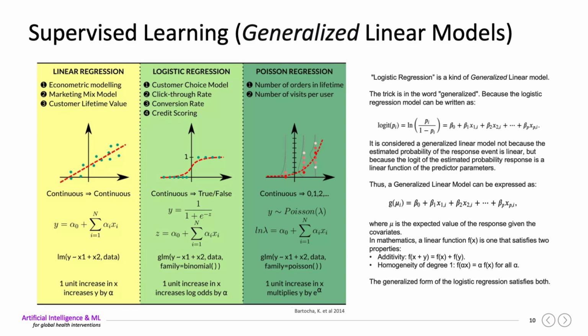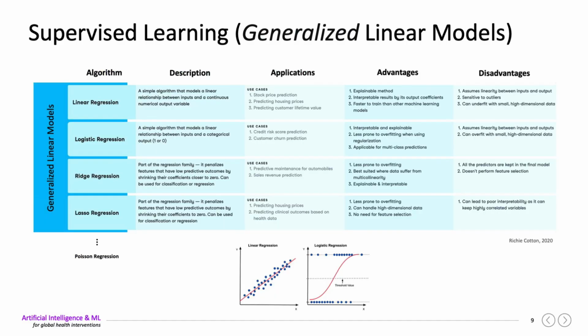Despite the name, logistic regression is a type of generalized linear model because the logit transformation of the probability is linear in the predictors. This distinction is critical. Logistic regression is linear in the parameters, even though the output probability curve is nonlinear. Generalized linear models remain widely used in health research because they provide interpretable coefficients and well-understood statistical properties.